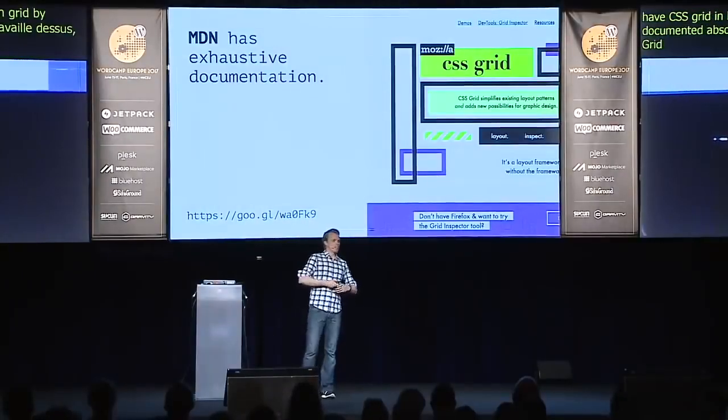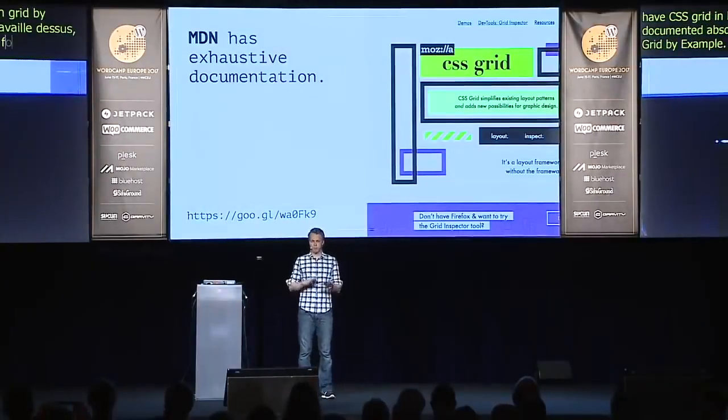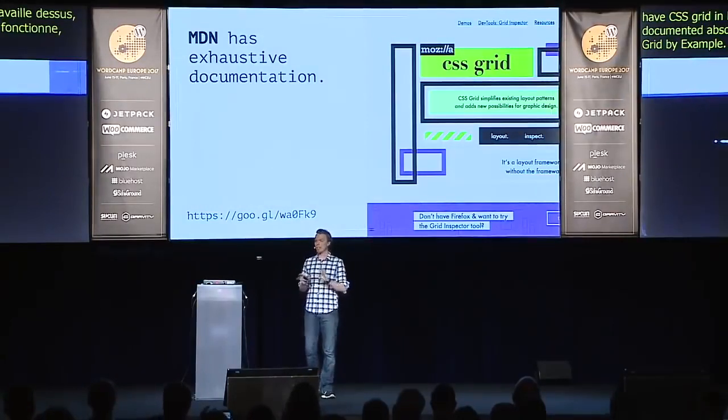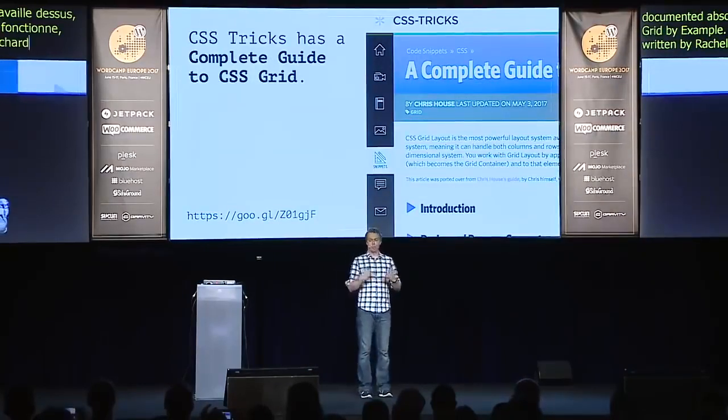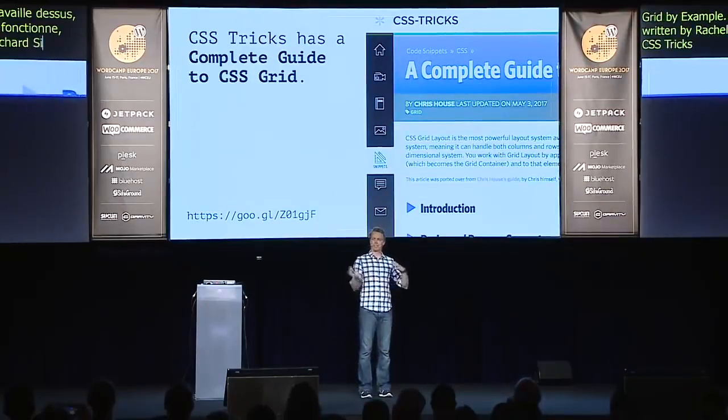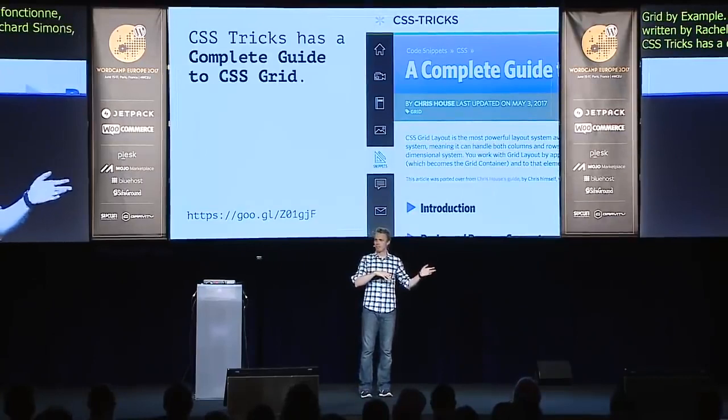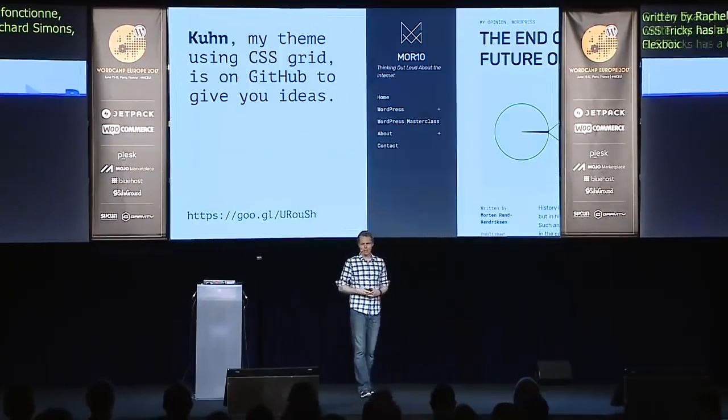Mozilla Developer Network has tons of documentation, most of it written by either Rachel Andrew or Jen Simmons. It is a great resource. It's documented every single property and everything that's going on. CSS Tricks has a complete guide to CSS Grid, which is just like the complete guide to Flexbox, which is also the same content over again.